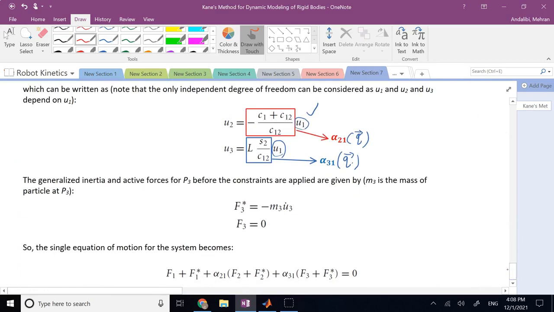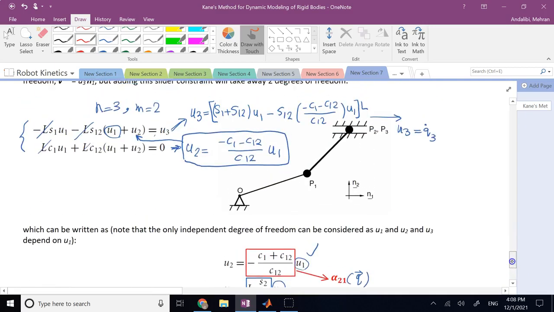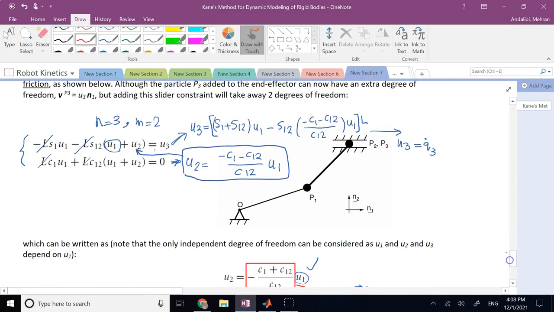So F3 in this case is 0. Why? Because F3 means what? Means the active forces, the generalized active forces on P3. Well, P3, or this particle that we put on the end effector, there is no active force on it because the only forces that are acting on it are what? From the outside environment. Is mg, or mg is already actually calculated. I don't even need mg for that. Because this is like a massless particle, this P3.